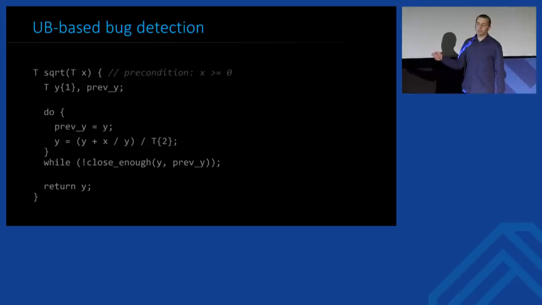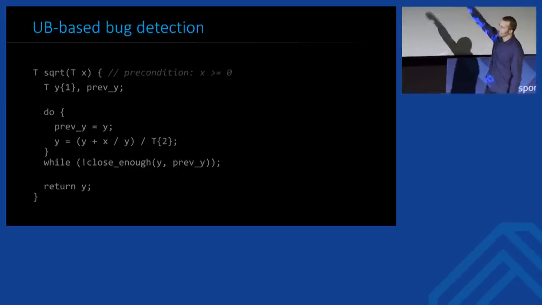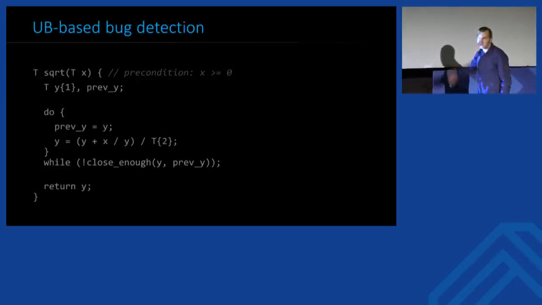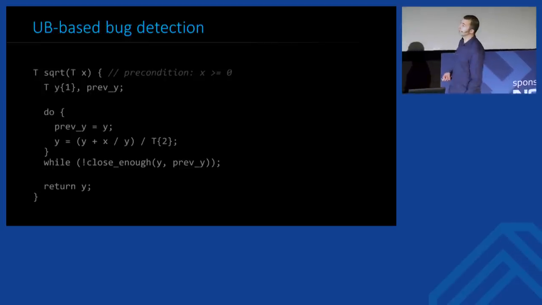Because what happens if you give me a negative number there? There is no undefined behavior here, but the way this algorithm was constructed, when you give me a negative number, this algorithm will never converge. It will just compute random numbers, positive, negatives, it will go on end. And this loop will never terminate.